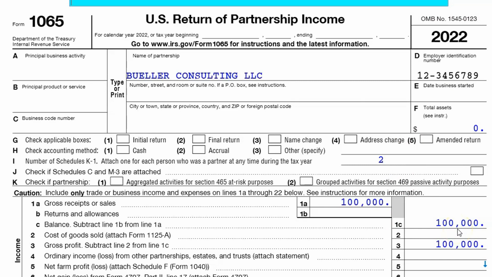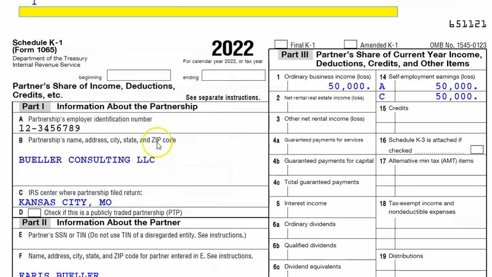How the tax on this gets paid is through the owners. This is called a flow-through entity, right? Your LLC, 1065, multi-member LLC, okay? And it gets reported on the K1s. Here's a K1 for Ferris, and on his K1 it's showing ordinary business income, right? 50,000, or 50% of that 100,000.